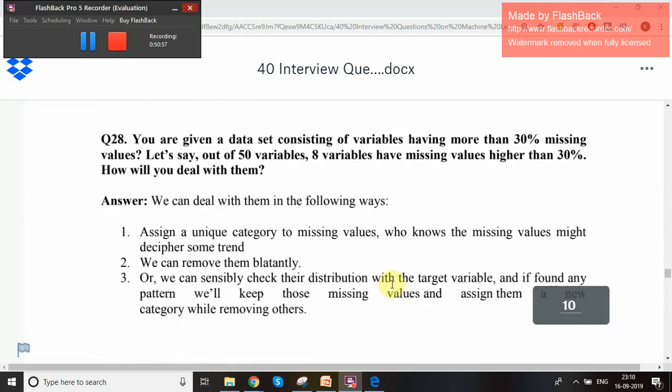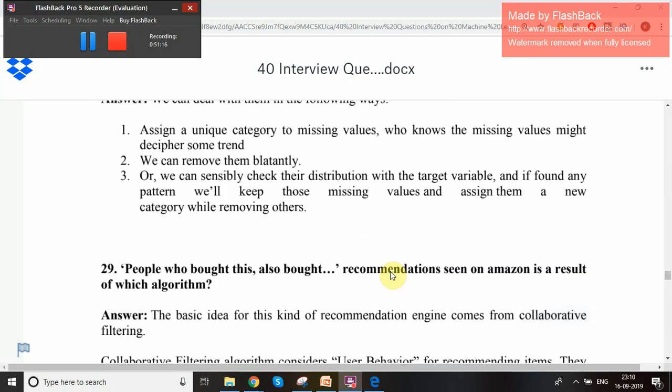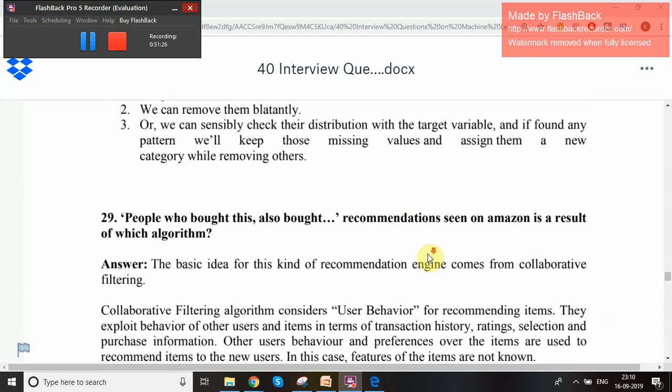If you are given a data set consisting of variables, say 50 variables, and 8 have missing values higher than 30%, how do you deal with them? That depends upon the situation, buddy. It depends upon the missing values, whichever data comes across. We'll try to convert them into missing values and impute using mean or median or mode, depending upon that.